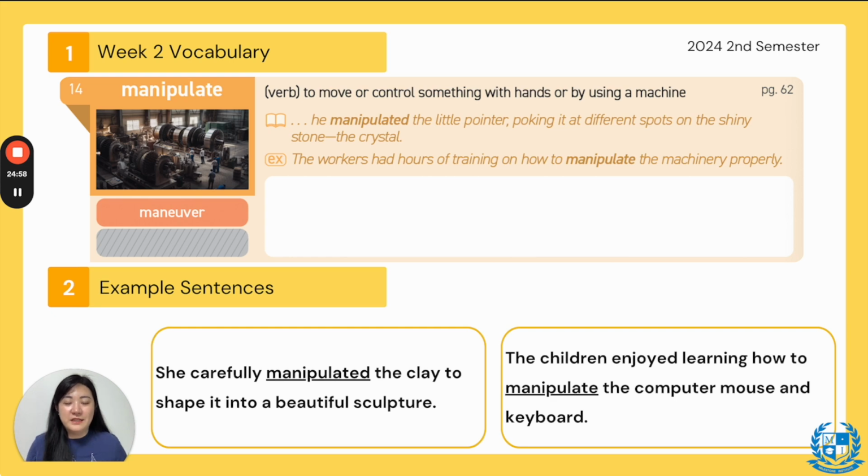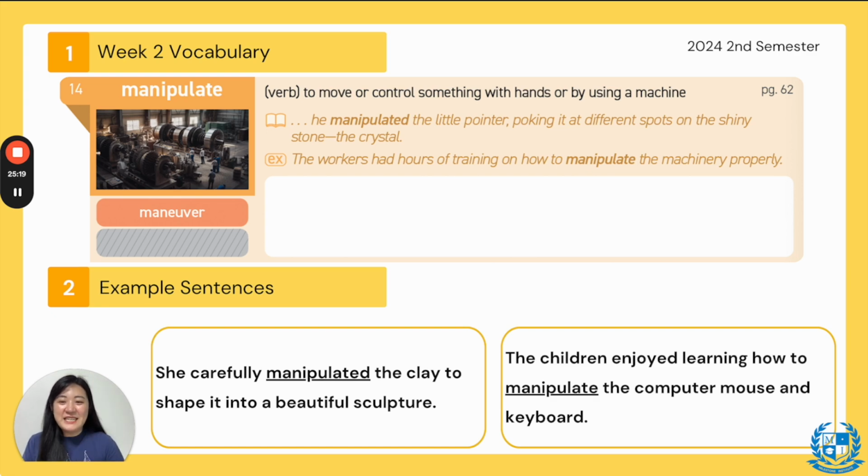Example, let's read together. 1, 2, 3. The workers had hours of training on how to manipulate the machinery properly. So here they had to train, they had to learn how to manipulate it. They need to learn how to control the machine.